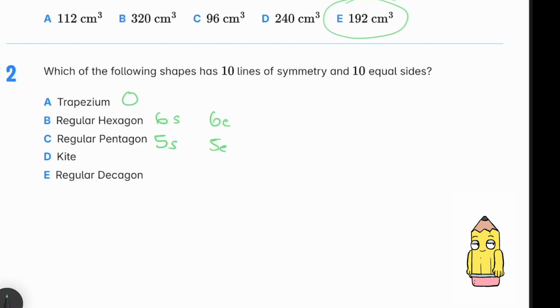We then have a kite, which has 1 line of symmetry and 2 pairs of equal sides. And then finally, a regular decagon. Now, a regular decagon has 10 lines of symmetry and 10 equal sides. So therefore, the regular decagon is our answer.